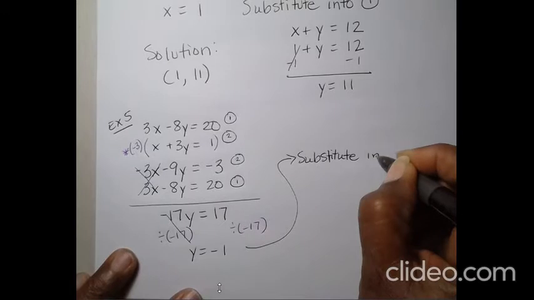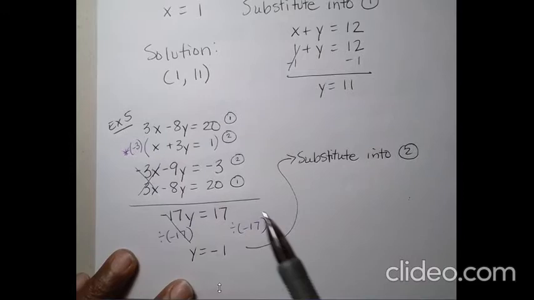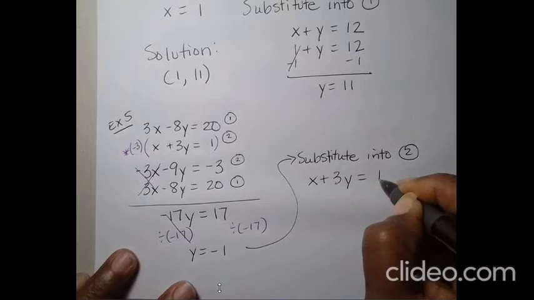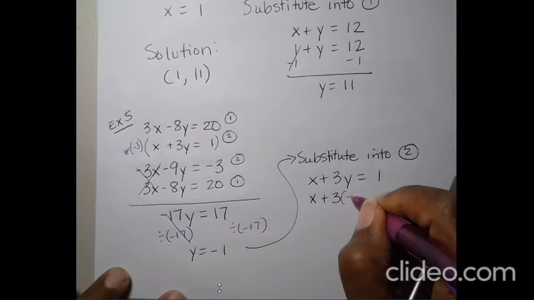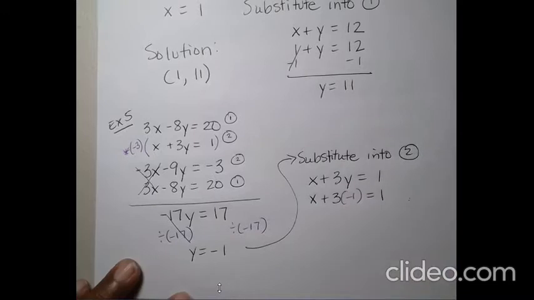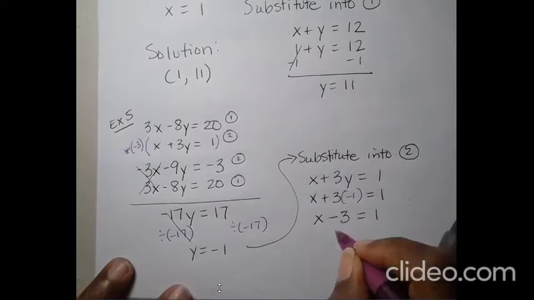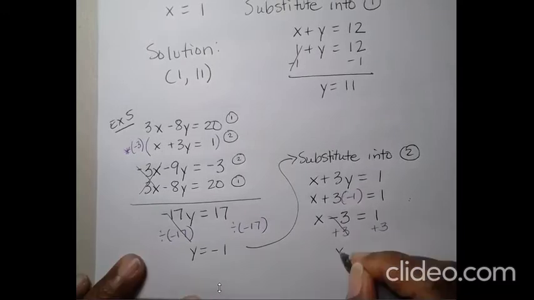So we have x plus 3y equals 1. x plus 3 times -1 equals 1. So x minus 3 is 1. To solve this, we add 3 to both sides. x equals 4. Our solution here is 4, -1.